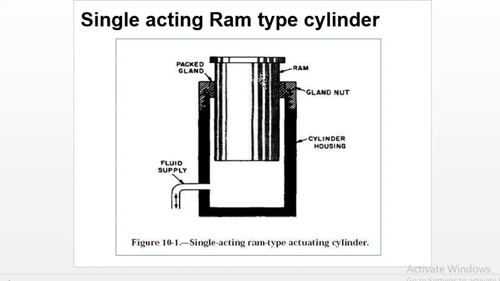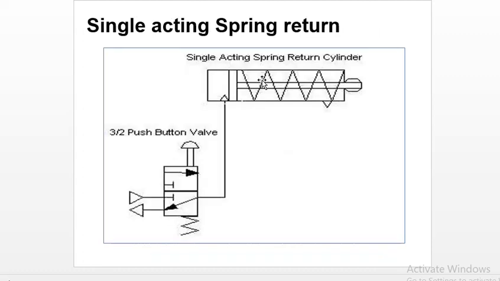In some cases, the spring is there. We will see in the next slide. Here, the single acting spring return. Why is it called single acting? Only one side of the cylinder is used for the operation. The other side is not used. But there may be some leakages, due to that, one port is there. Here, the small port is attached.